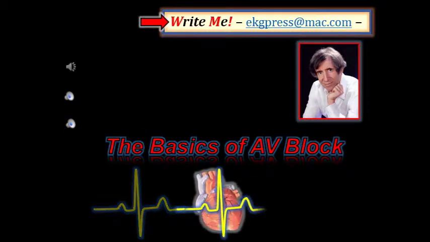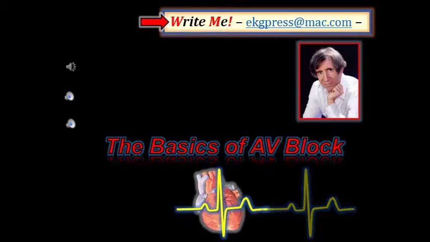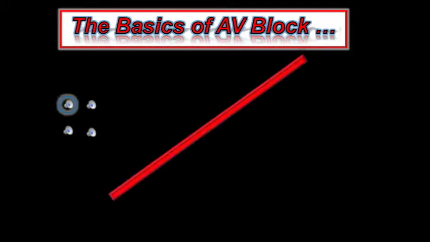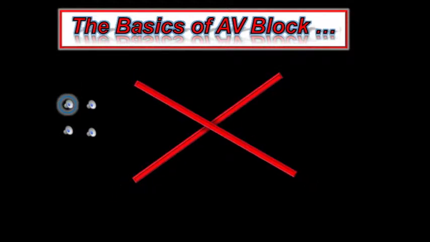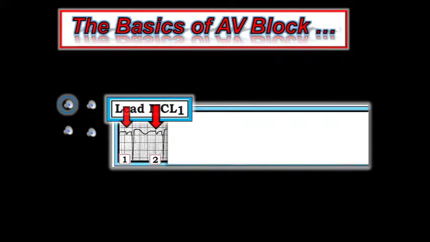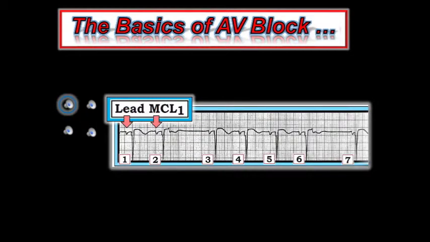On to today's topic. Let's start with what AV block is not. AV block is not this: a rhythm in which we start out with 2 sinus-conducted beats, and then what happens? We have a brief pause, but this is not AV block, because there is no P wave where we expect the next P wave to occur, red arrow.